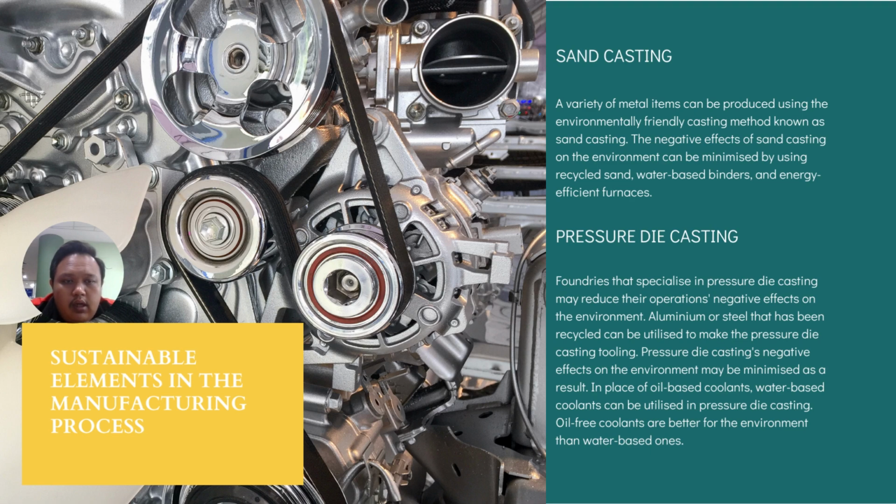Aluminum or steel that has been recycled can be utilized to make the pressure die casting tooling. Pressure die casting has a negative effect on the environment, and maintenance is needed as a result. Increase of pollen is pollen, water is pollen, can be utilized in pollution by testing. All three pollen are better for environment than water-based one.